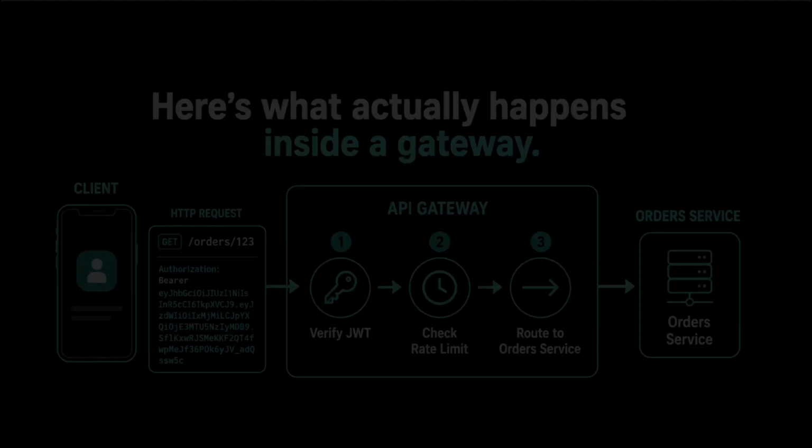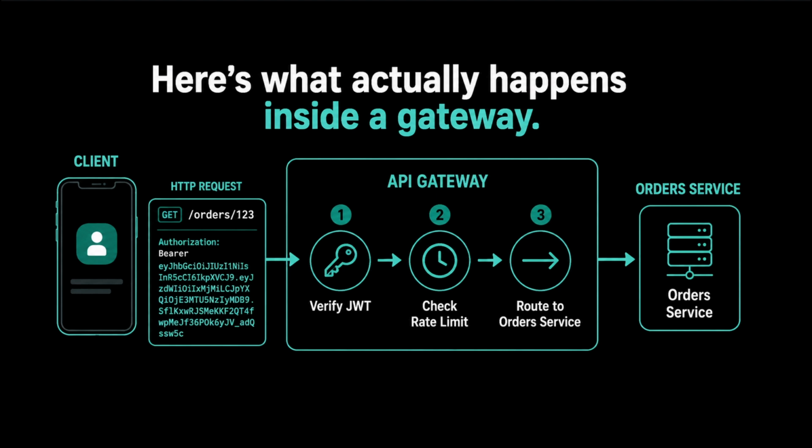Now let's make this a little concrete. Say you're building an e-commerce app. A user opens a mobile application, they're logged in and they've hit view my orders. Their app fires a GET request to your API. The request hits your API gateway first. The gateway checks: does this request have a valid auth token or not?